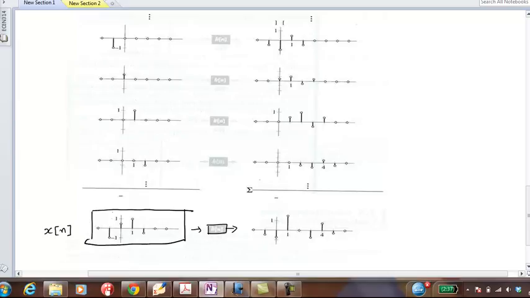Okay, look at the first signal. The first signal is non-zero only at -1. The second signal is non-zero only at 0. The third signal is non-zero only at 1. And the fourth signal is non-zero only at 2.